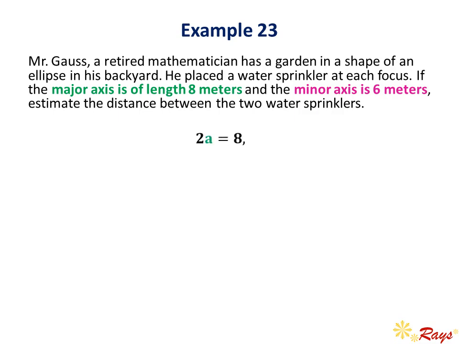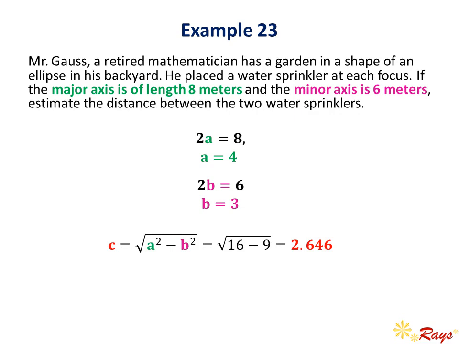of length of major axis is 2a. Therefore, value of a is equals to 4. Minor axis is 6. Therefore, b is equals to 3. So now we can find value of c. Remember that c is the distance from the center to the foci. And the distance between the two water sprinklers which are placed at both foci is 2c.